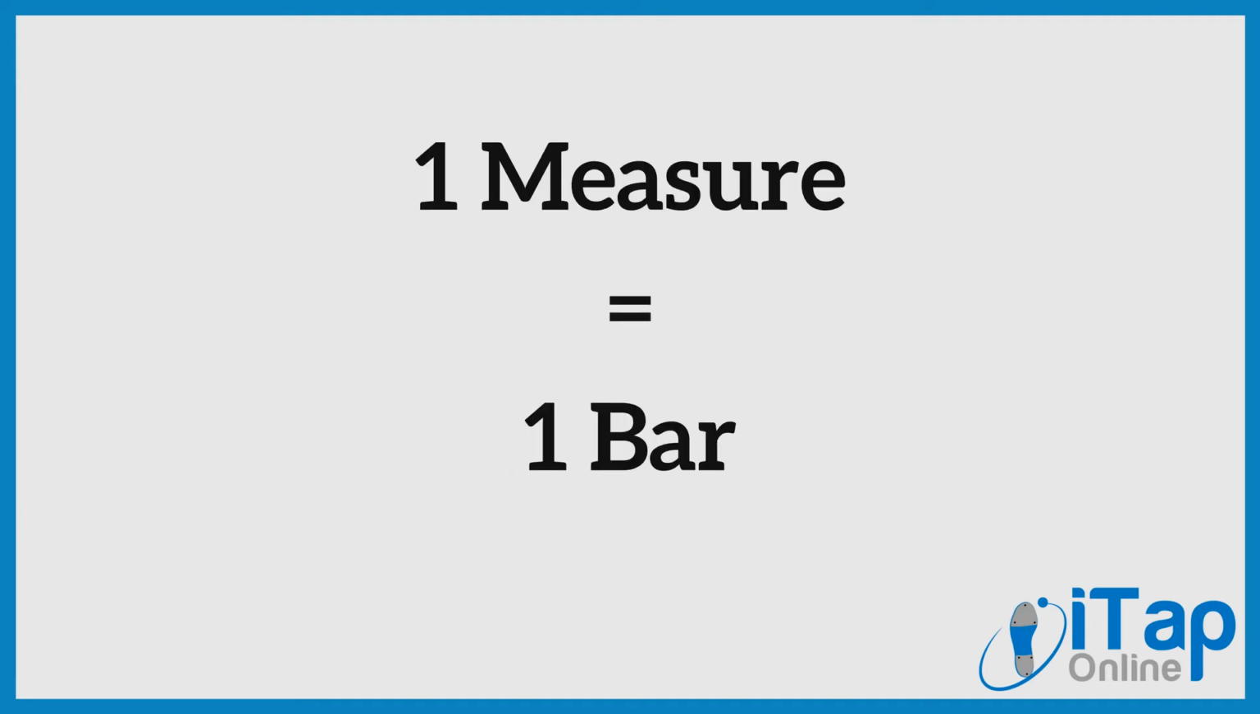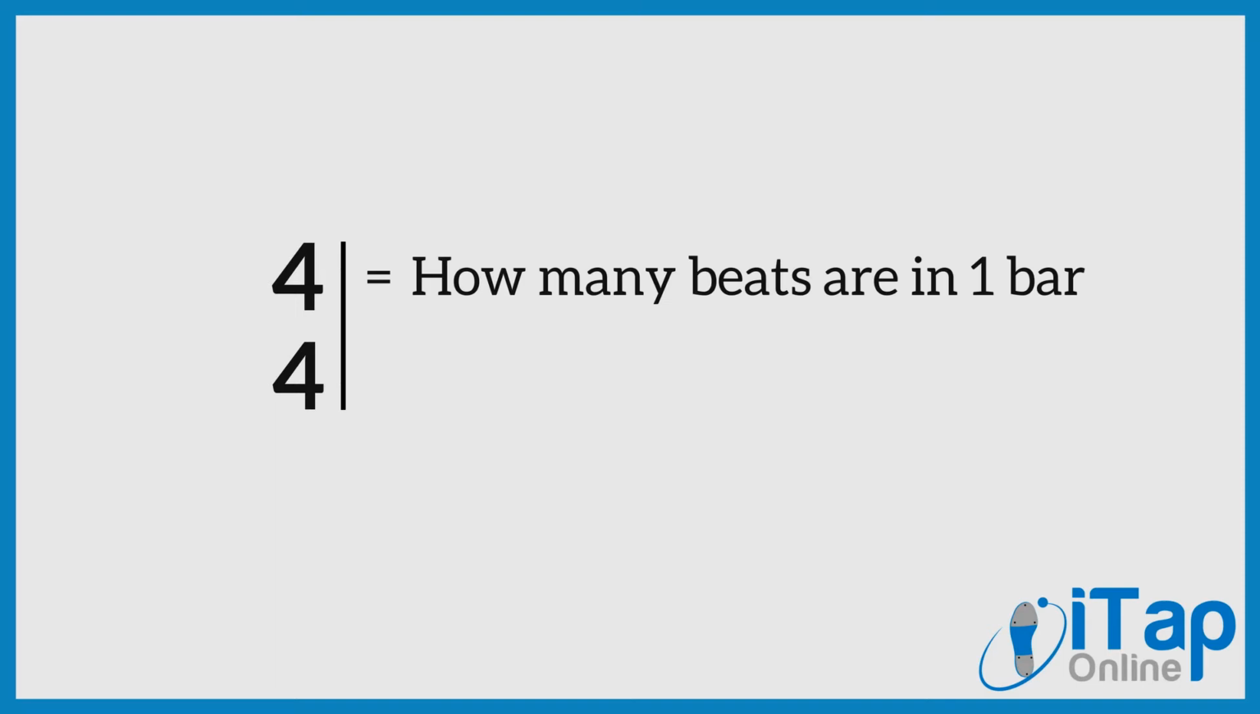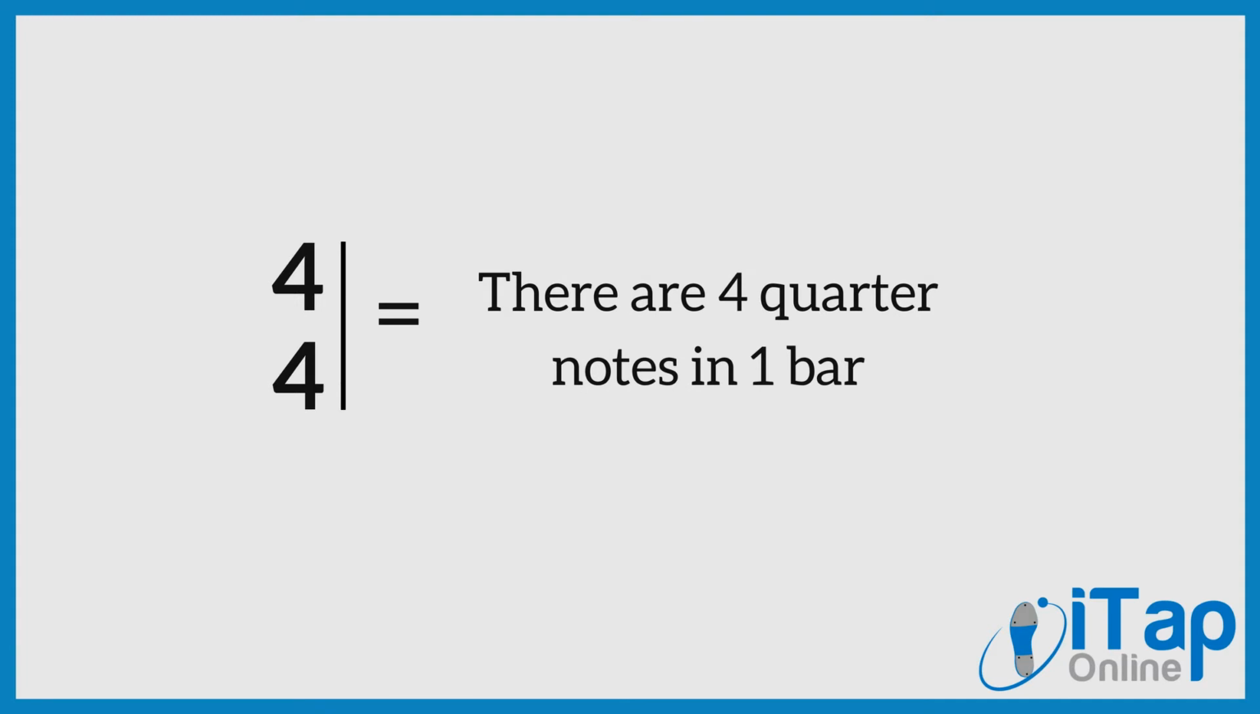Now here's a time signature in 4/4, also known as common time. The top number tells us how many beats are in a bar, and the bottom number tells us the type of note. A 4 on the bottom indicates quarter notes, an 8 indicates eighth notes, and so on. So this time signature is telling us that there are 4 quarter notes in one bar.